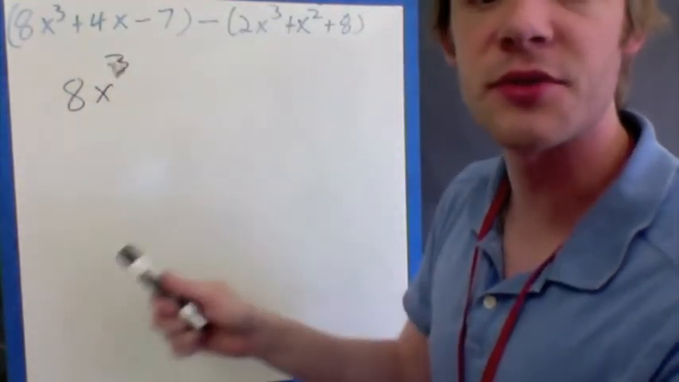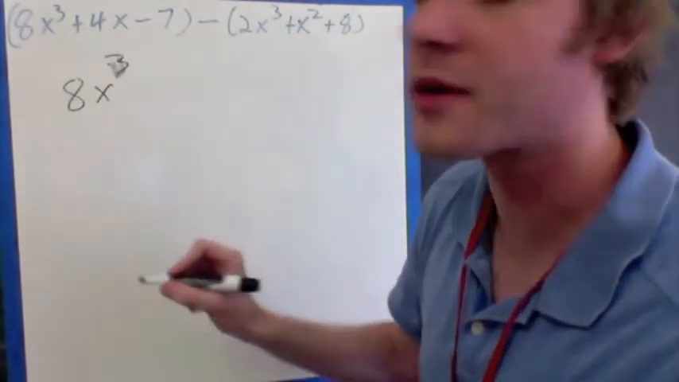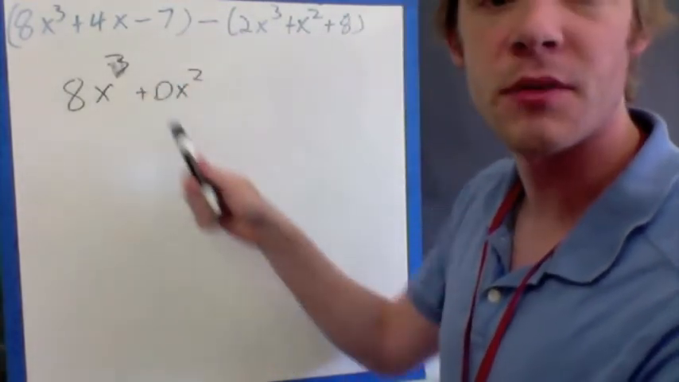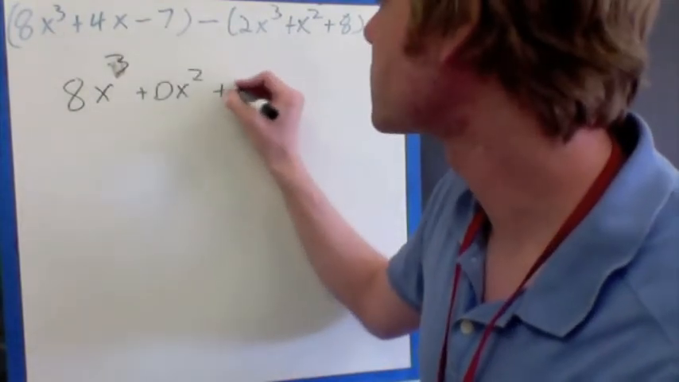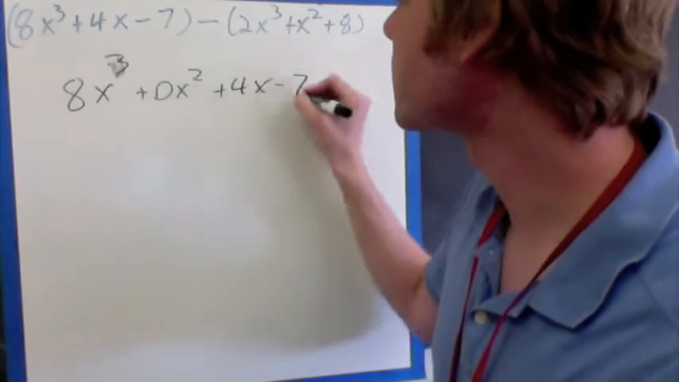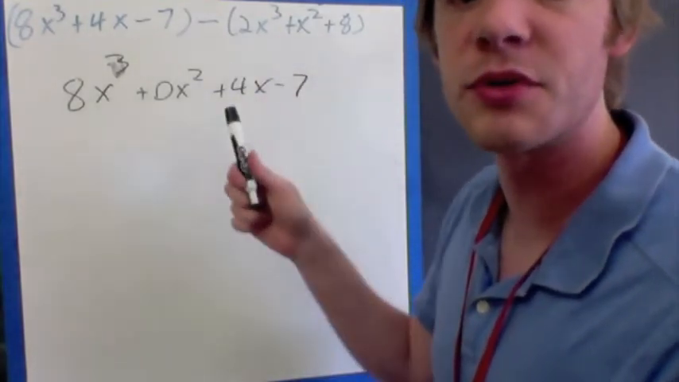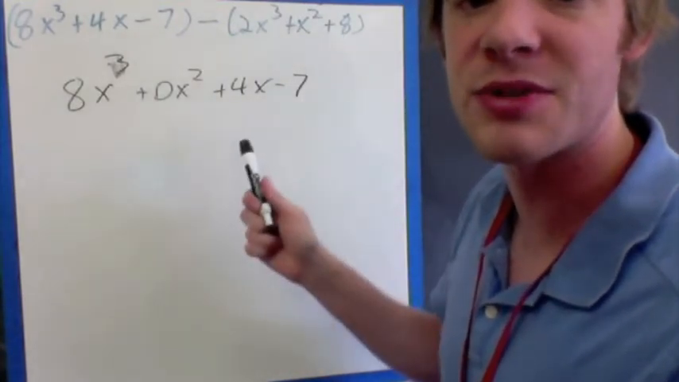So I'm going to line up this first one. So I've got 8x to the third. Now I don't have an x squared here, so I'm going to put plus 0x squared. Then I have my 4x, and lastly my minus 7. Just like that. Now, the second one over here, I'm going to do the same thing, but this time I don't have an x, so I'm going to put my placeholder where the x is.